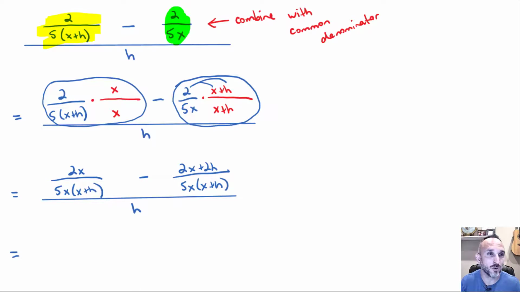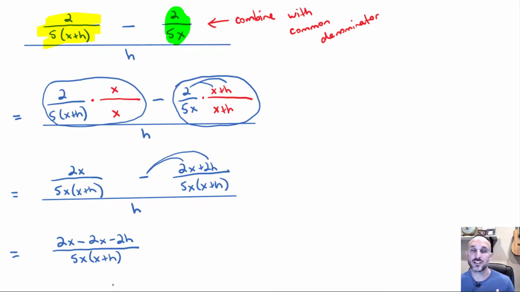I need to subtract my numerators. So I need to take 2x minus this numerator. So this negative is going to distribute to both of those. So I get 2x minus 2h all over my common denominator, 5x times x plus h. So when you subtract fractions that have the same denominator, you subtract the numerators and you keep the common denominator. And again, this is all over h.